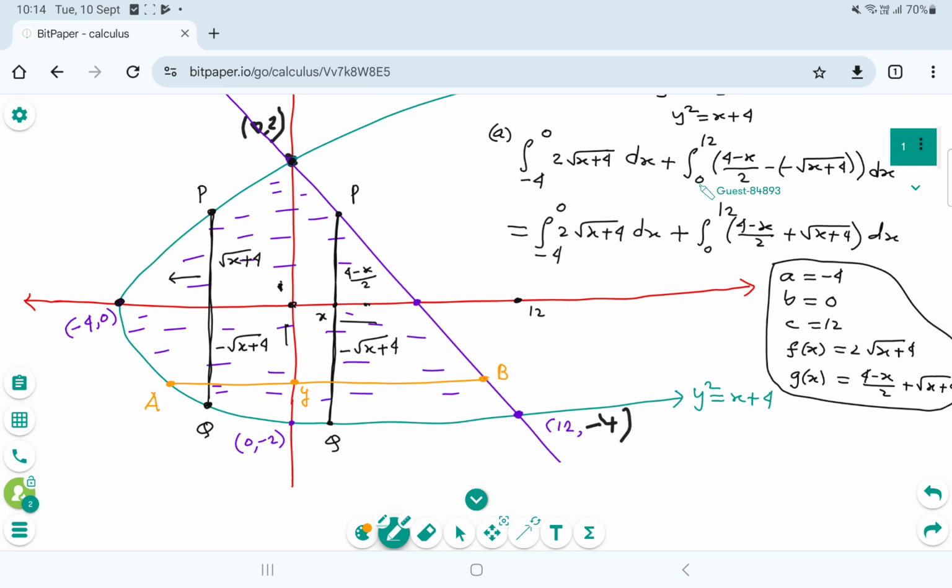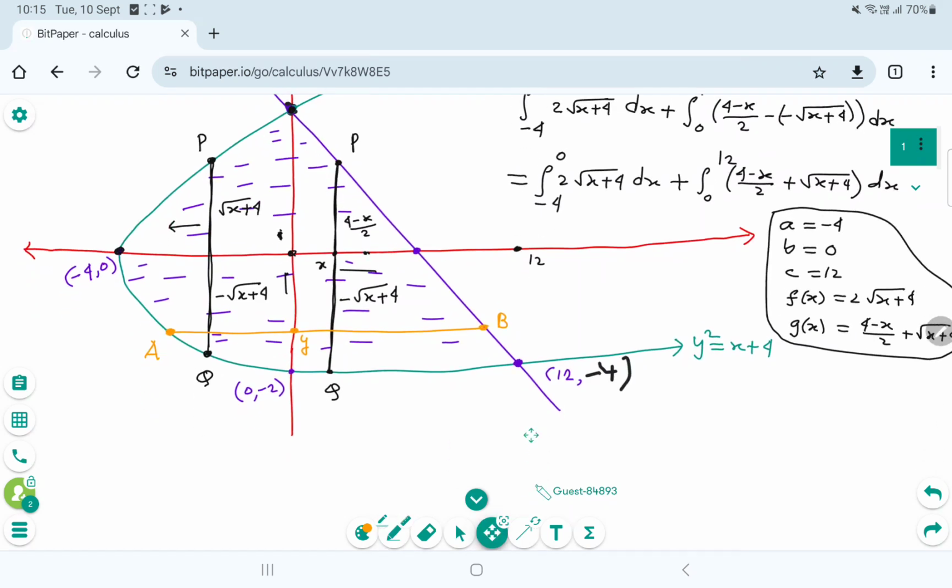But the interesting fact here is that A is always on the same curve, the blue part, right? And B is on the purple curve, always. We can see that at any place you draw. So therefore, we do not need to split the region into two parts. Only one integration is enough, right? Yes, that way we decide.